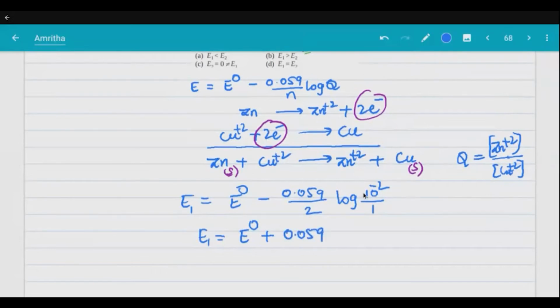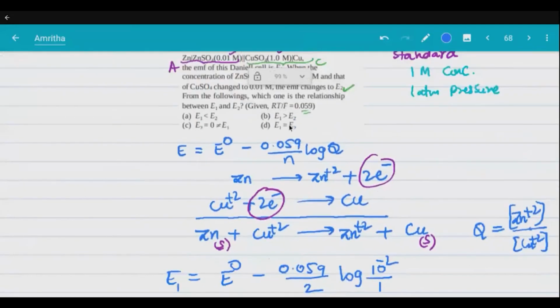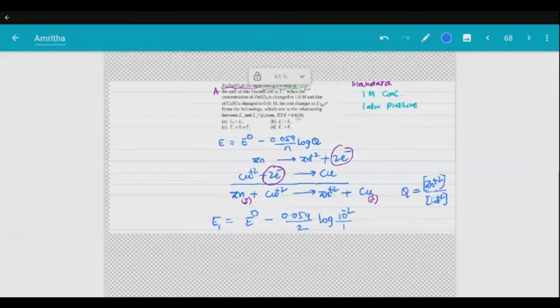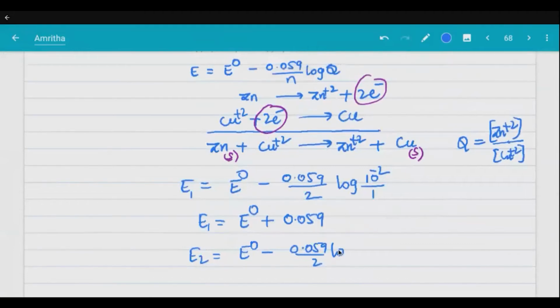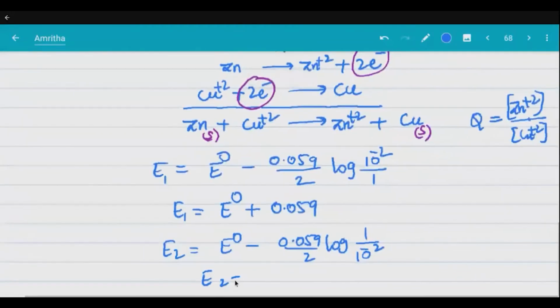Log 10 is 1. Same way, E2 is equal to E naught minus 0.059 by 2, but they reversed it, right? So it's just reverse. Numerator is 1, denominator is 10 power minus 2, so 10 power 2 it is. So E2 is equal to E naught minus 0.059. So just compare these two now.